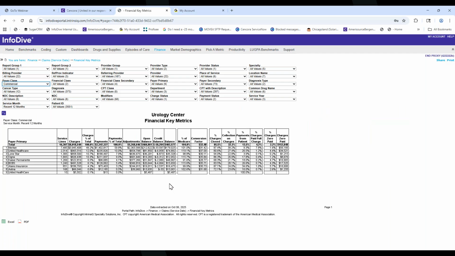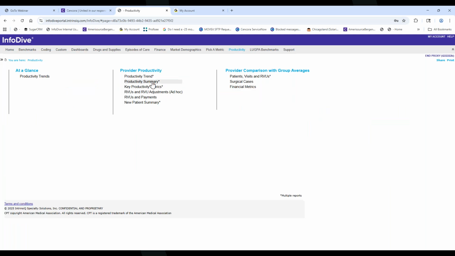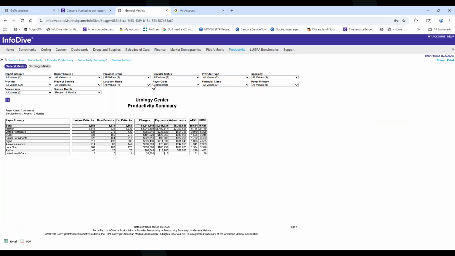And so one of the things that you'd want to consider when you're looking at that is, how many lives are you actually covering under those plans? If I decided I didn't want to take Kaiser anymore, how many lives would I be covering, or how many patients would I possibly be losing? And a quick way to do that is to come up under this productivity tab and look at this productivity summary. And again, we're looking at the recent 12 months.